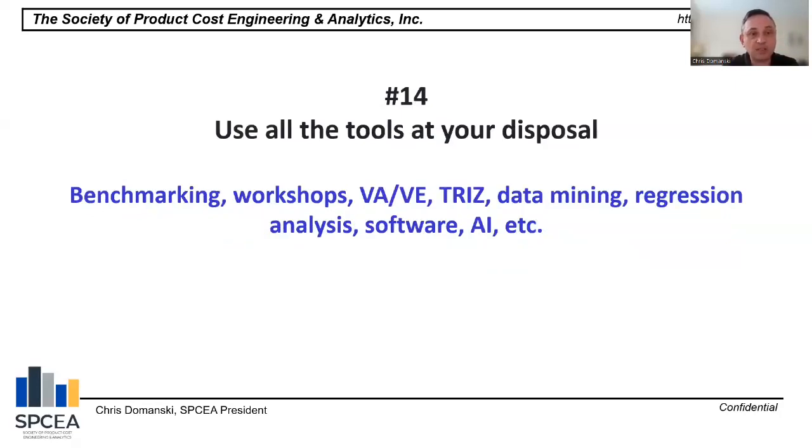Next one is number 14. Use all the tools at your disposal. A lot of companies don't do this or kind of pretend to play at it, but there's benchmarking, there's workshops, strategies that you can do. There's VAVE, there's TRIZ, there's data mining, regression analysis, very simple regression analysis. There's different software that you can use for costing, for cost optimization. There's, of course, AI that everybody's saying is coming, because I think it is.